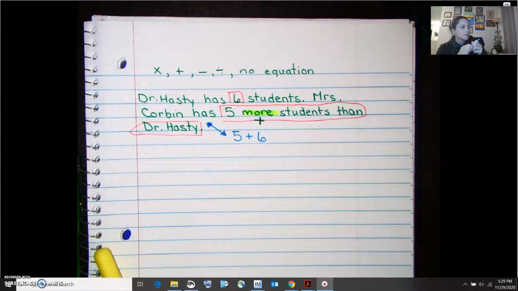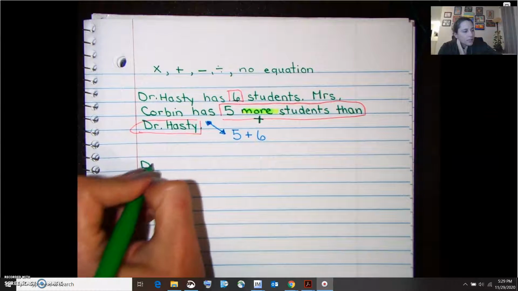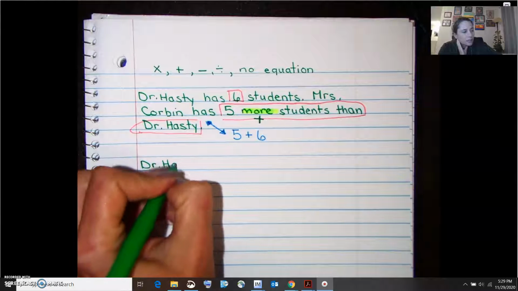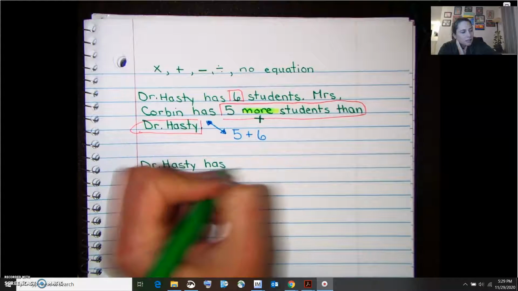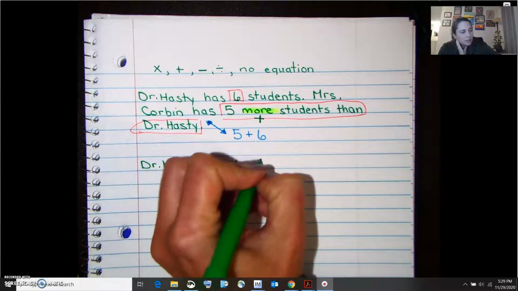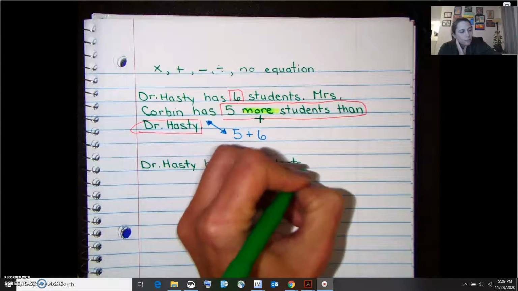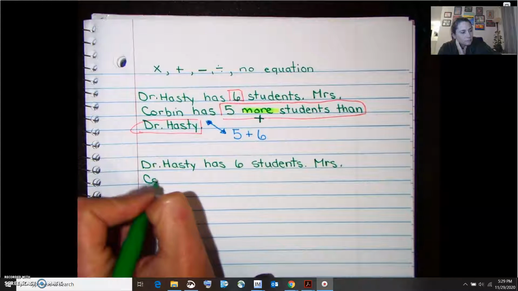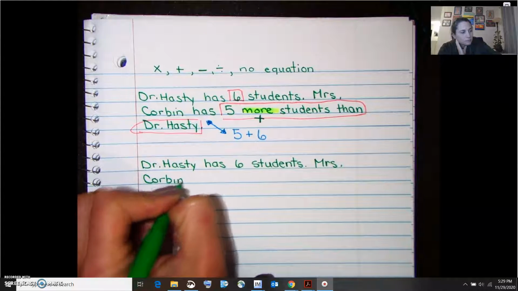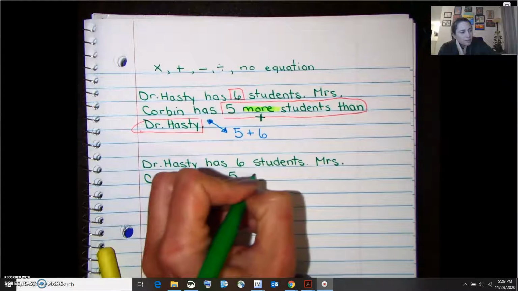Okay, so let's look at another one. Dr. Hasty has 6 students. Mrs. Corbin has 5 students.